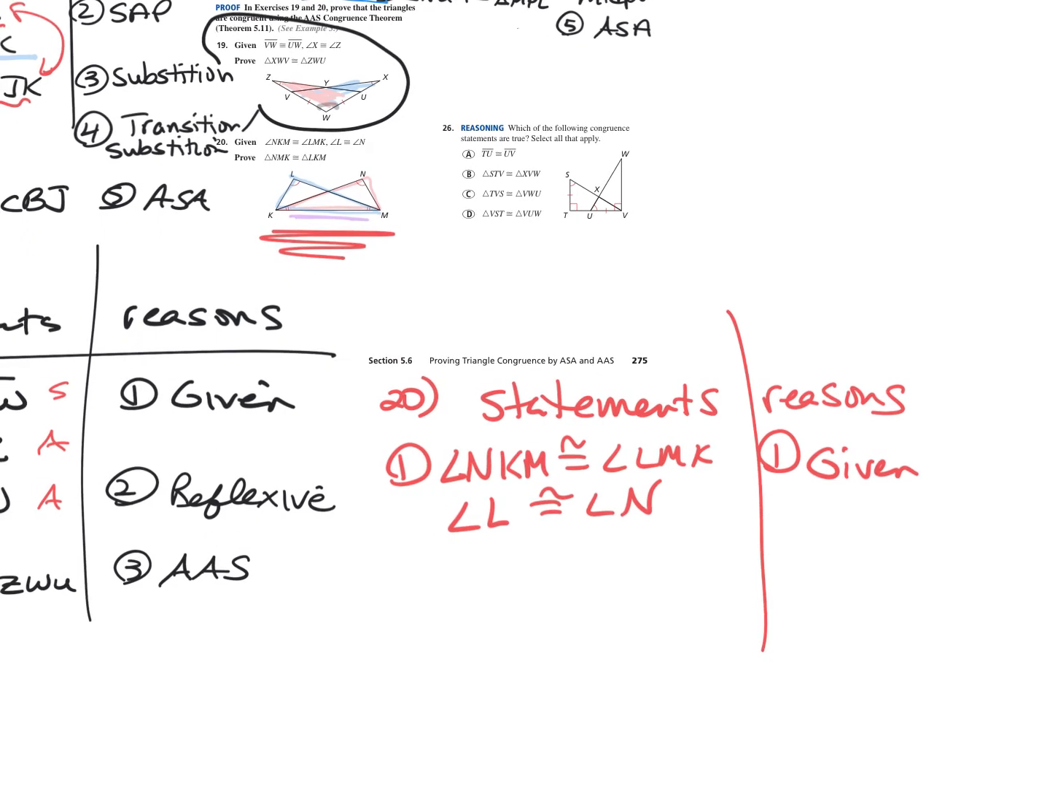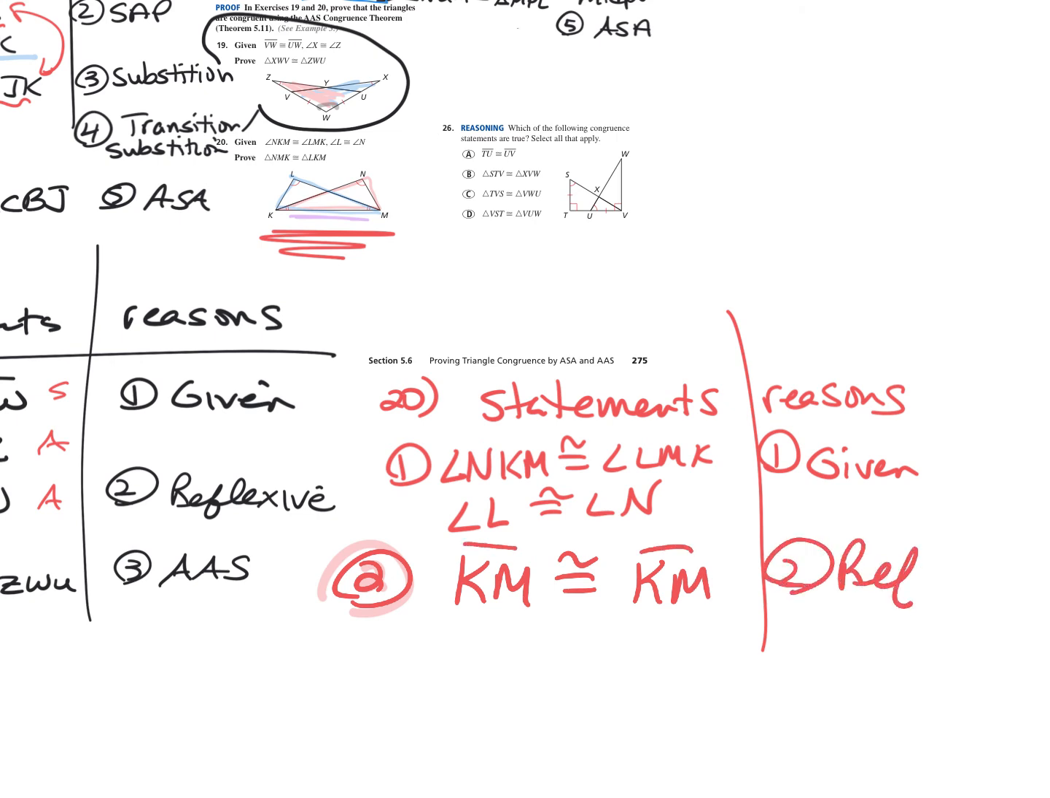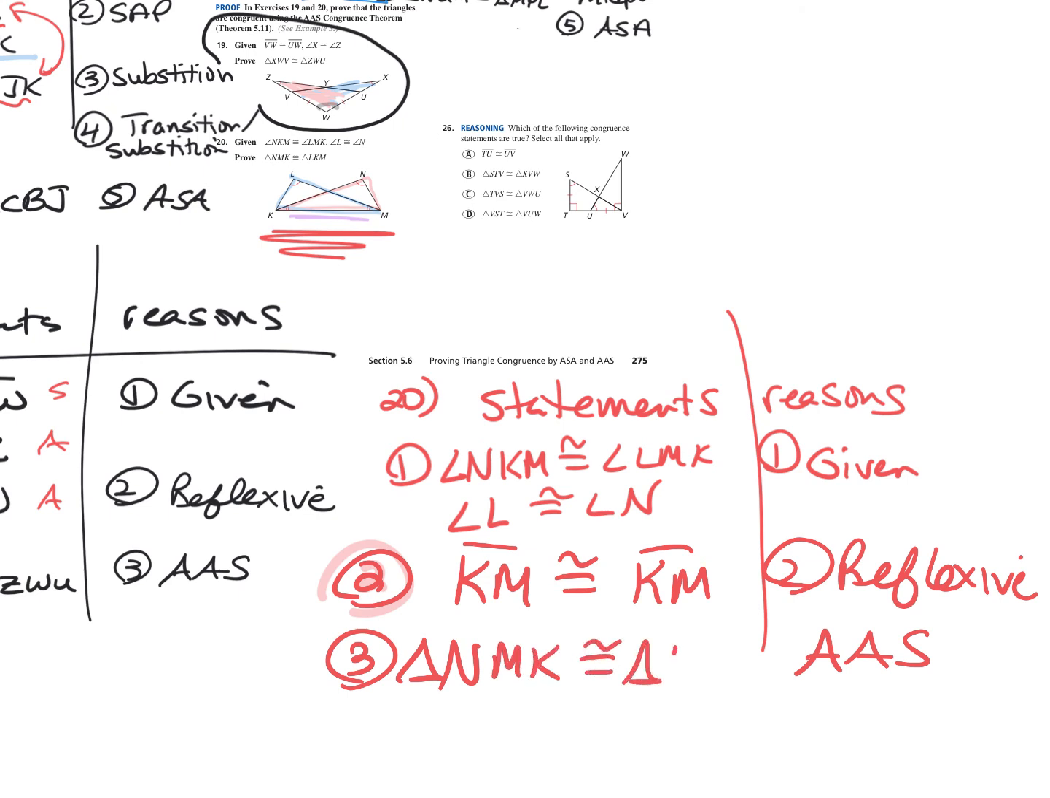So my next statement, nice and short and sweet, it's just going to be that KM or MK, doesn't matter which way you say it, is congruent to KM, reflexive. And now we have two angles and a side, and it's not the included side. So that's why it's AAS and not ASA. So triangle NMK is congruent to triangle LKM, and we're done.